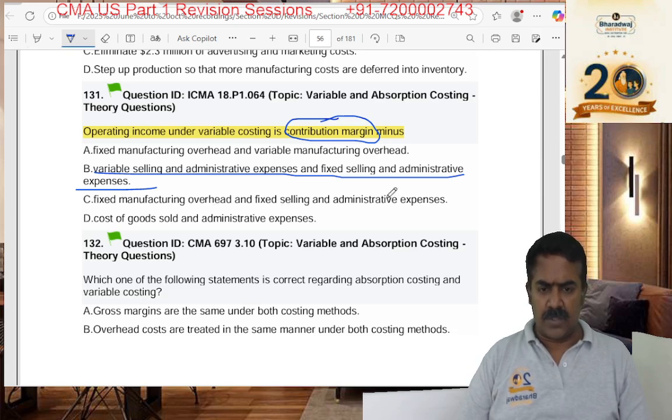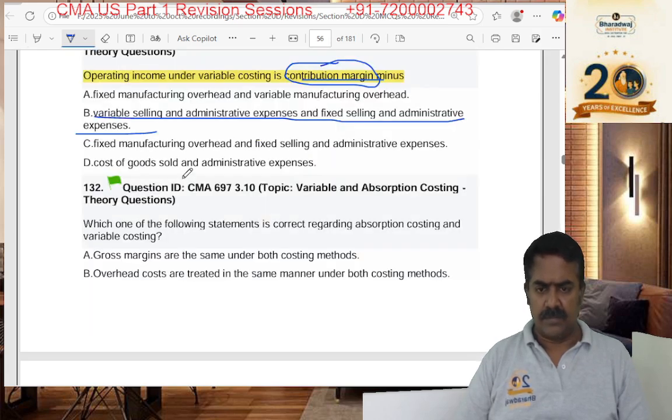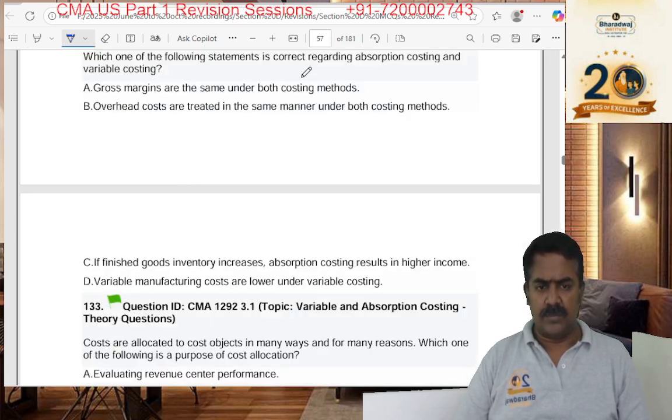Fixed manufacturing orders. No. Yeah, that's correct. 132. Absorption costing and variance cost, variable costing and difference.